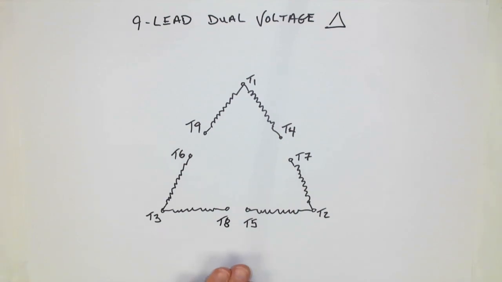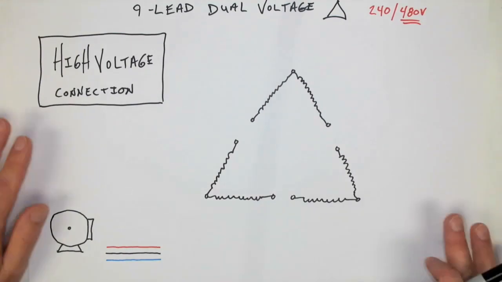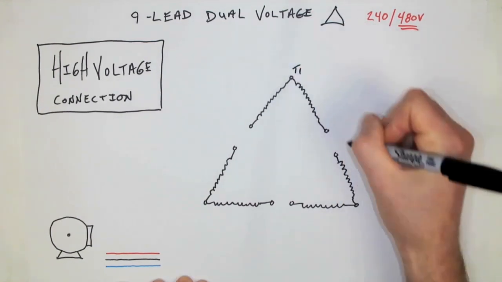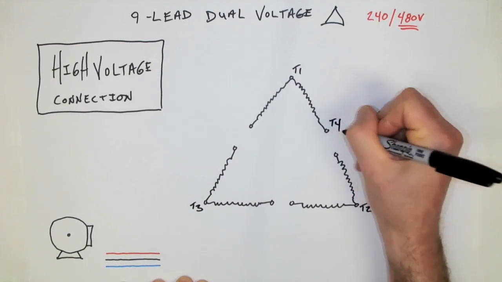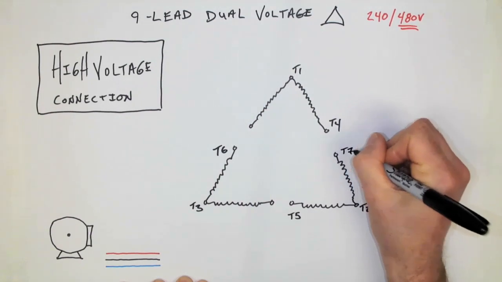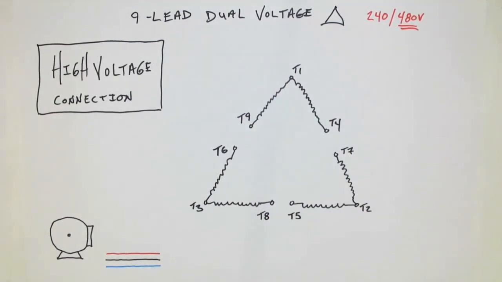All right, well, let's take a look then at a 9-lead dual voltage delta wound motor, and we're going to look at it for the high voltage connection first. So here is our 9-lead dual voltage. Let's first start by labeling all of the terminals: T1, T2, T3, T4, T5, T6, T7, T8, and T9. Now that they're all labeled, we can look at making the connection.